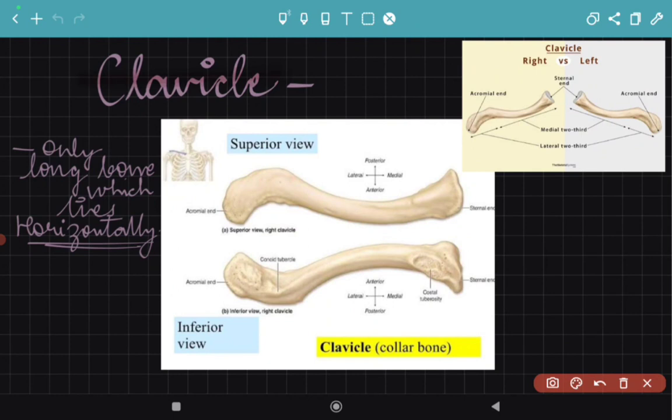Let's begin with Series 3, Study of the Bone Clavicle. Let's have an overview of the bone clavicle, its attachments and the joints formed. Clavicle or collar bone is the only long bone which lies horizontally in the human body.